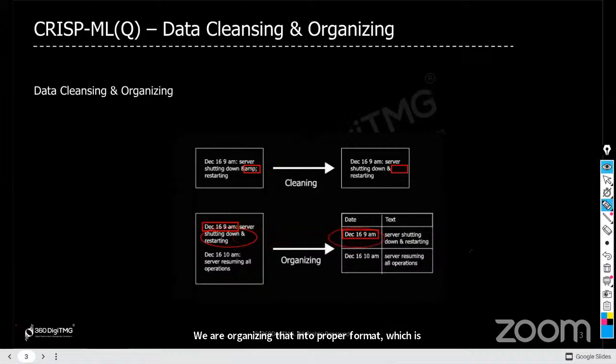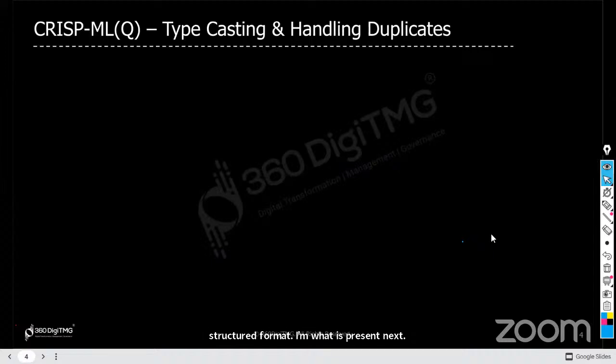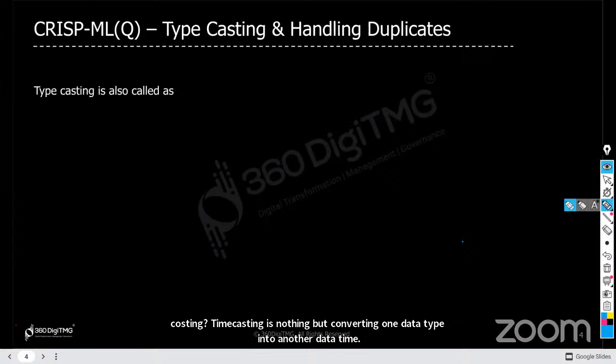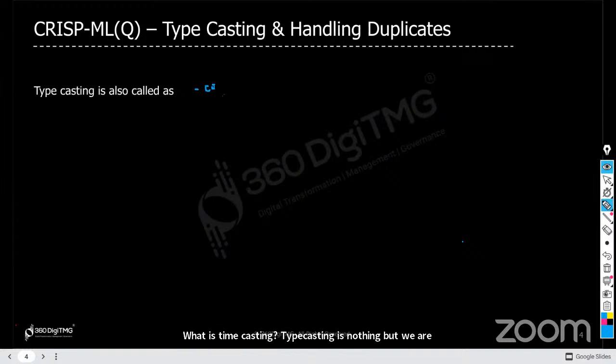And what is present next? Let's see. The next one that we have is typecasting and handling the duplicates. So what is typecasting first of all? Typecasting is nothing but converting one data type into another data type.